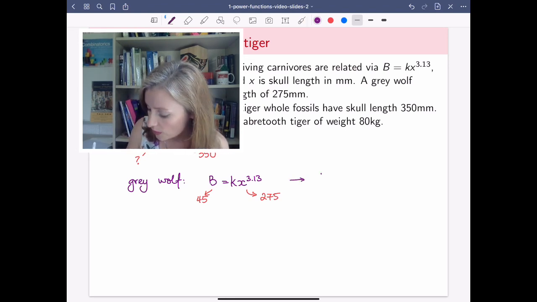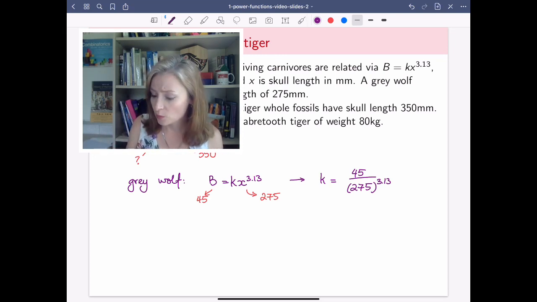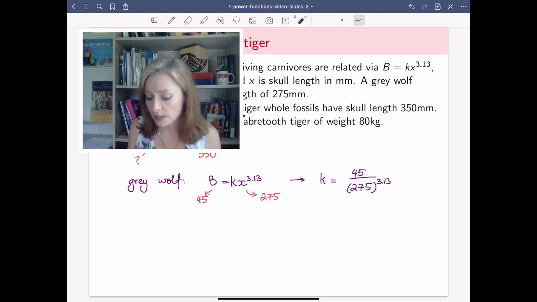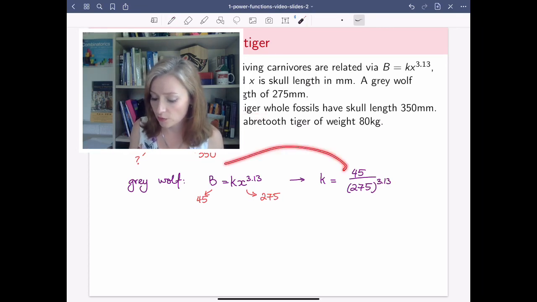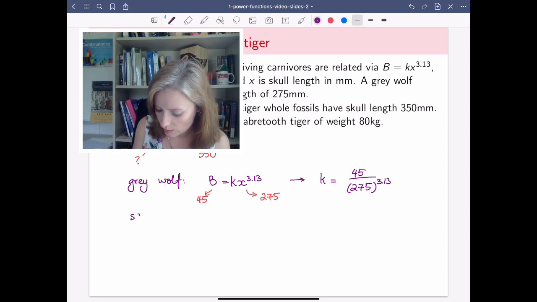Okay, so here k would be 45 divided by 275 to the power 3.13. I'm not going to bother computing this as an actual decimal. Feel free to do so if you would like. I'm going to leave it like that because I'm not quite done yet, right? The question was asking to compute the weight of a tiger, so I have to plug this value of k back into my formula here in order to figure out the actual body mass of the tiger. Okay, let me just rewrite this further down.